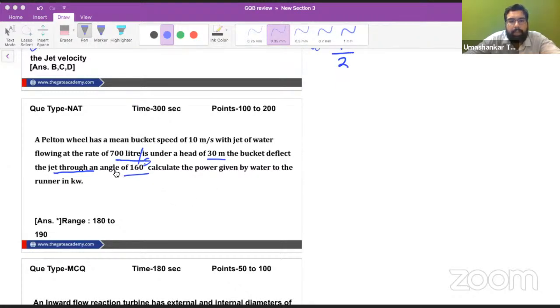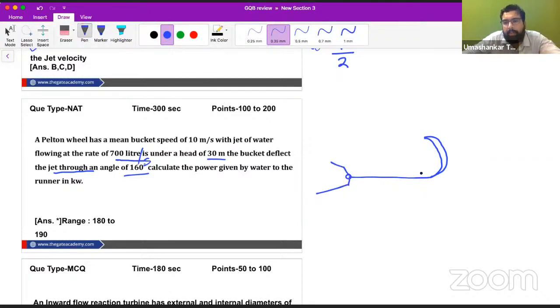So, beta, we have to draw the velocity diagram first for this question. So we can draw the velocity diagram of Pelton wheel. Okay, so I am making it like this. There is a nozzle in Pelton wheel, as we know. So this is our V1, this is U1, and this is what we can say VR1.